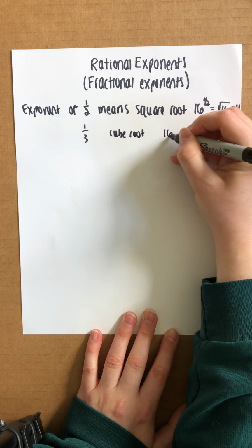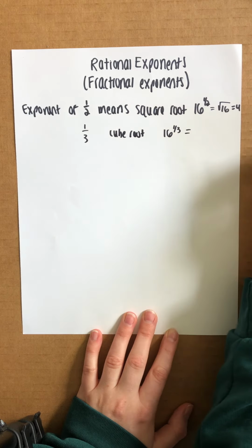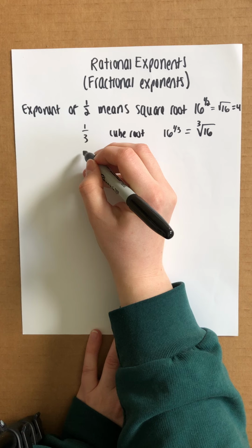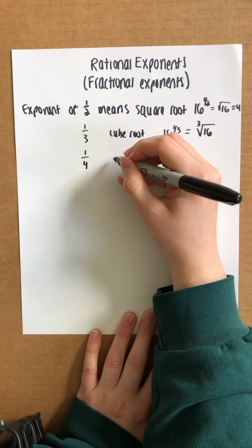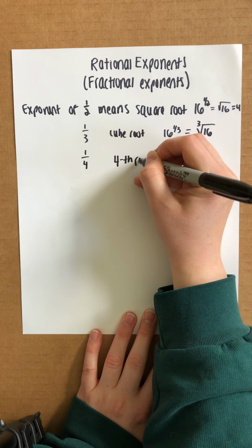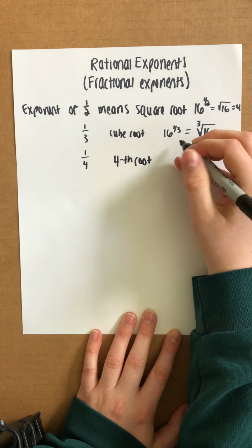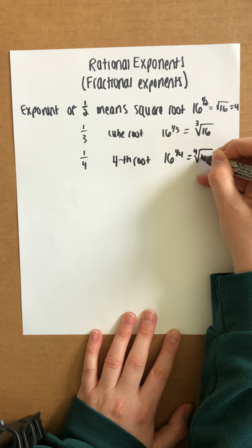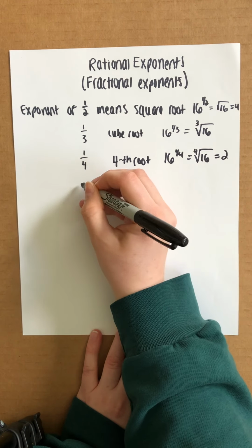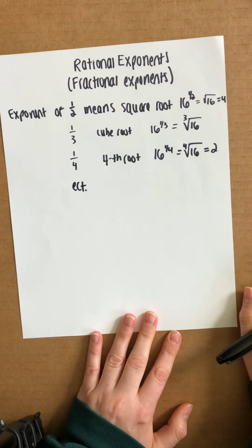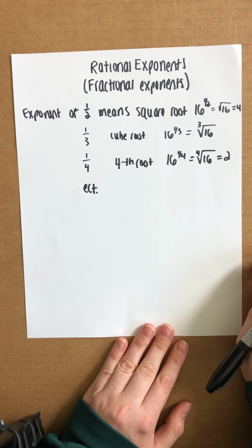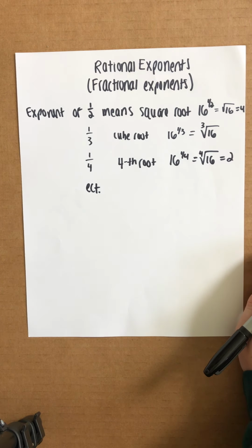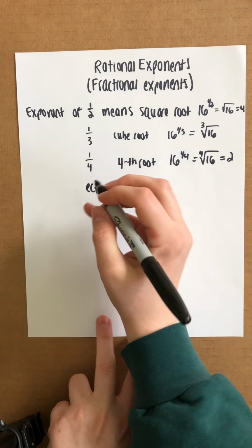So let's say I had 16 to the power of 1/3. That just equals the cube root of 16. If I had an exponent of 1/4, that means we have a 4th root. So I think you can see the pattern now. 4th root of 16, we know that that actually equals 2. So this just keeps going. You could have a 5th root, 6th root, 10th root, 100th root. Any fraction you can think of, you can use with this. Let's take a look at why this works.